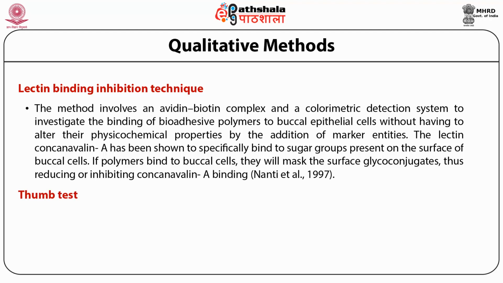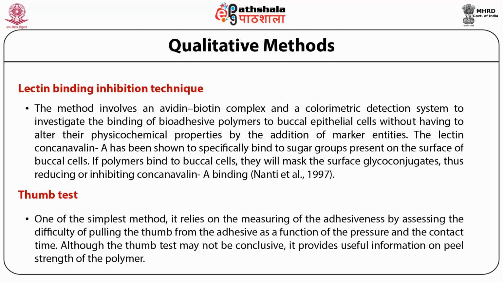Thumb test is the next test which we will discuss. One of the simplest methods, it relies on measuring the adhesiveness by assessing the difficulty of pulling the thumb from the adhesive as a function of the pressure and the contact time. Although the thumb test may not be conclusive, it provides useful information on the peel strength of the polymer.